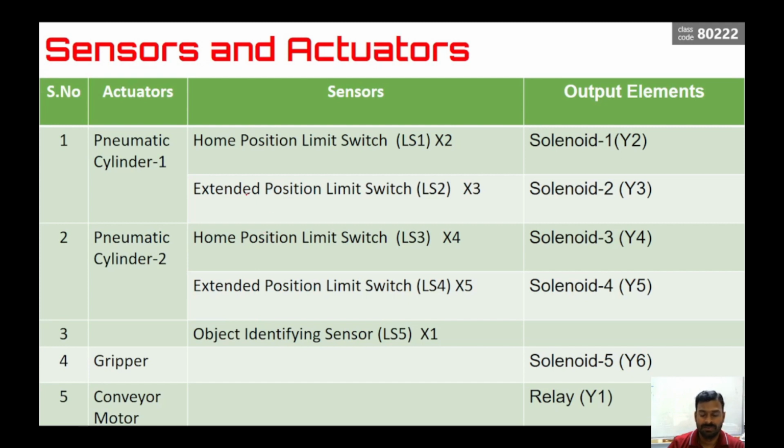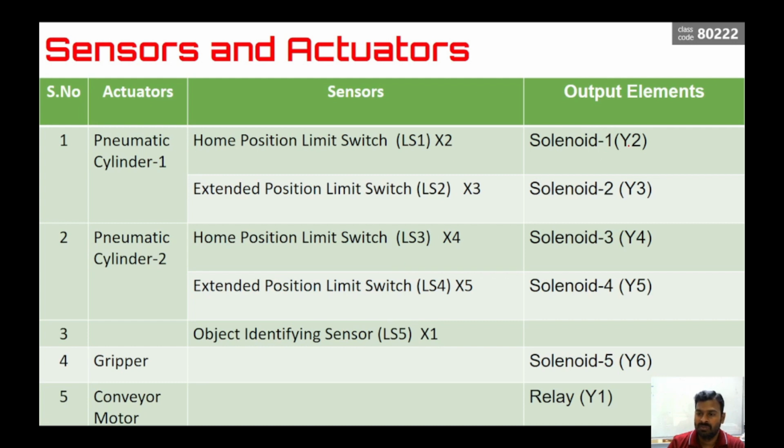So I have put it for you with labels. I have pneumatic cylinder 1, pneumatic cylinder 2. We have a gripper and conveyor motor. So these are our actuators. And sensors, I am going to use limit switches to identify the position of the pneumatic cylinder, LS1, LS2. In the ladder logic I am going to use them as X2, X3.